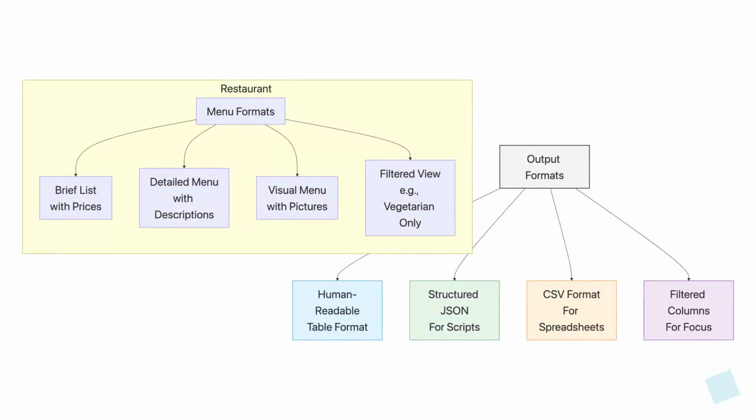Absolutely. Output formatting is actually one of my favorite features in Ionosctl. Think of it like a restaurant menu. Depending on what you need, you might want just a brief list of dishes and prices, detailed descriptions, or maybe just the vegetarian options. Ionosctl gives you similar flexibility with your cloud resources.